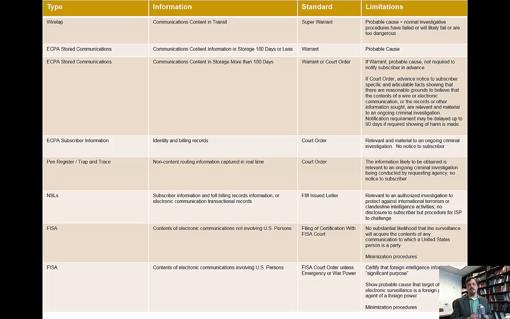There does not, in that instance, have to be notice to the subscriber. So moving down this list, we have NSLs, or National Security Letters. This is a specific federal statute that allows the FBI to obtain subscriber information and toll and billing records. And toll and billing, that sounds like telephone, that's right. But again, this also applies in the electronic age to electronic communications.